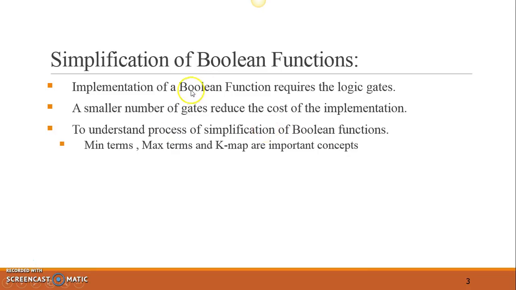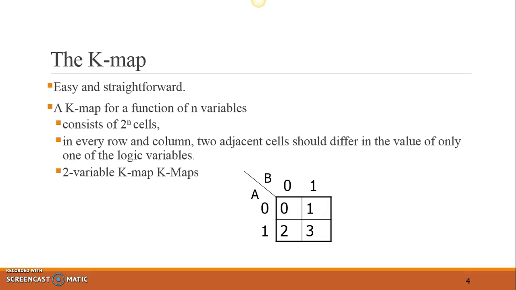Simplification of a Boolean function is required because a smaller number of gates reduces the cost of implementation. So we learn various techniques to simplify Boolean functions a little later, and for that min term, max term, K-map and literals, these are the important terminology one has to appreciate.